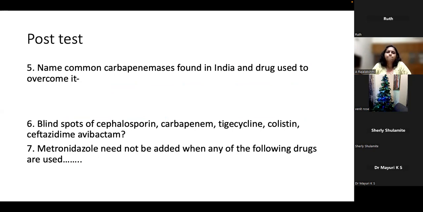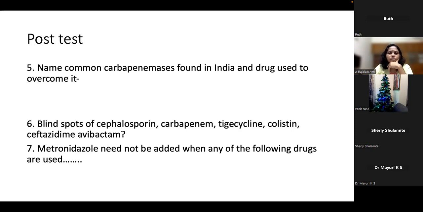Yes, you're right. What are the drugs that can be used for overcoming it? Name some antibiotics. Ceftazidime avibactam, aztreonam. Yes. What else? Polymyxins, yeah. Then minocycline. Minocycline, again, the resistance rates are high. It's more useful for Acinetobacter. What about fosfomycin, tigecycline? And whatever you find.